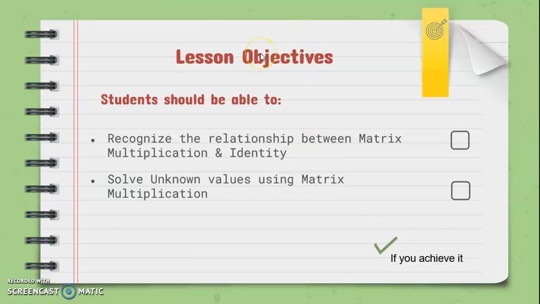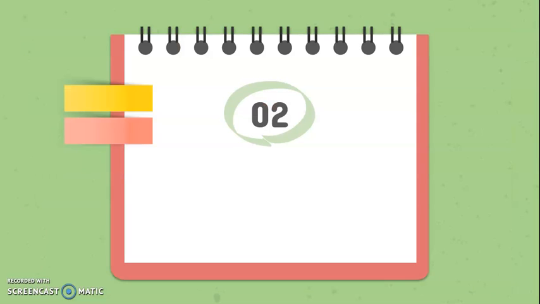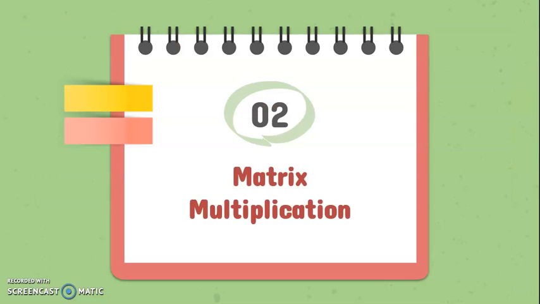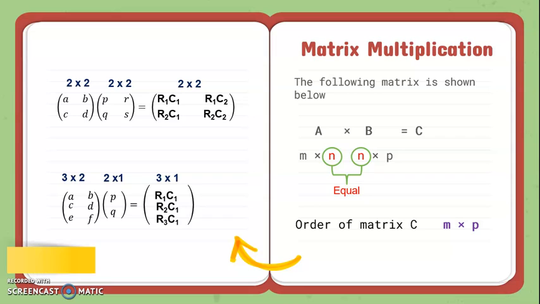Today we are going to continue with our topic of matrices. The lesson objectives for today are that you'll be able to recognize the relationship between matrix multiplication and identity, and then solve unknown values using matrix multiplication. As usual, our subtopic will be matrix multiplication. Last week we learned what matrix multiplication is and how you can solve it, so let's recap that.